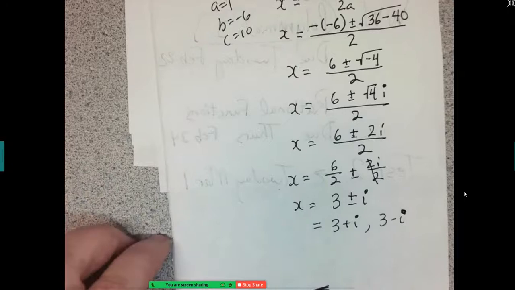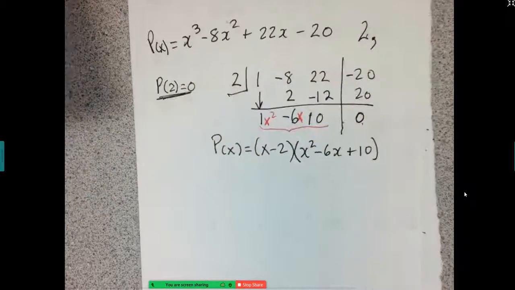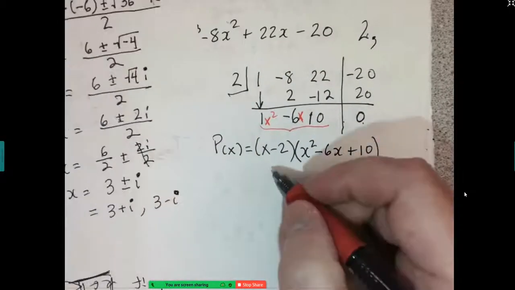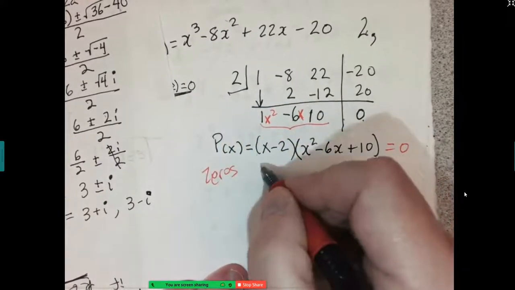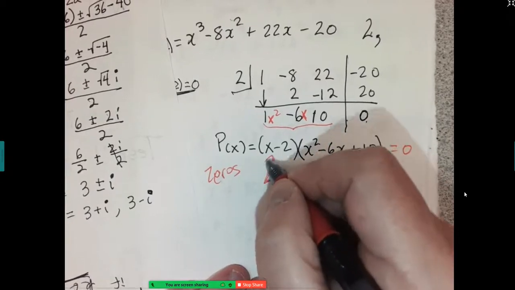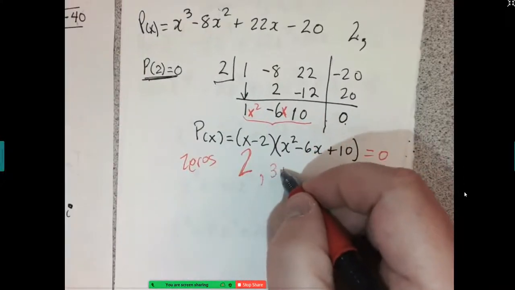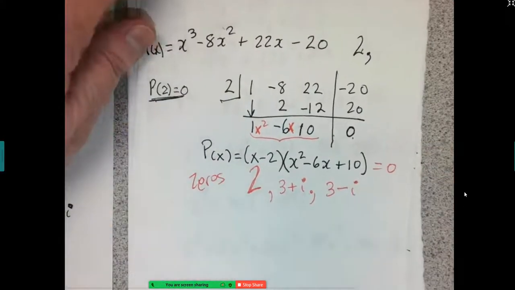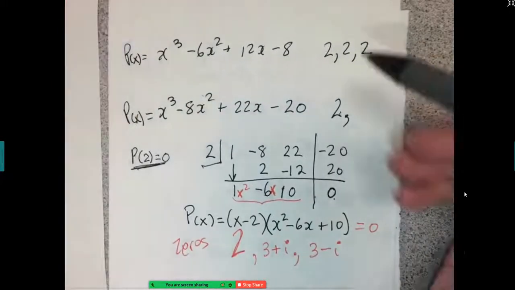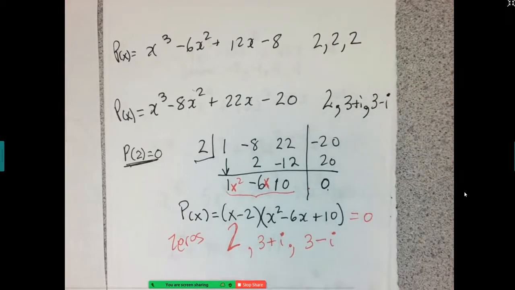Okay. So when I come back to find all the zeros, here, so the zeros, what are the zeros? Well, you set that equal to 0 and solve. We can see clearly 2 is a 0. But the zeros of this are 3 plus i and 3 minus i. So if we had to find all the zeros, that's where we have this. Okay. All right.